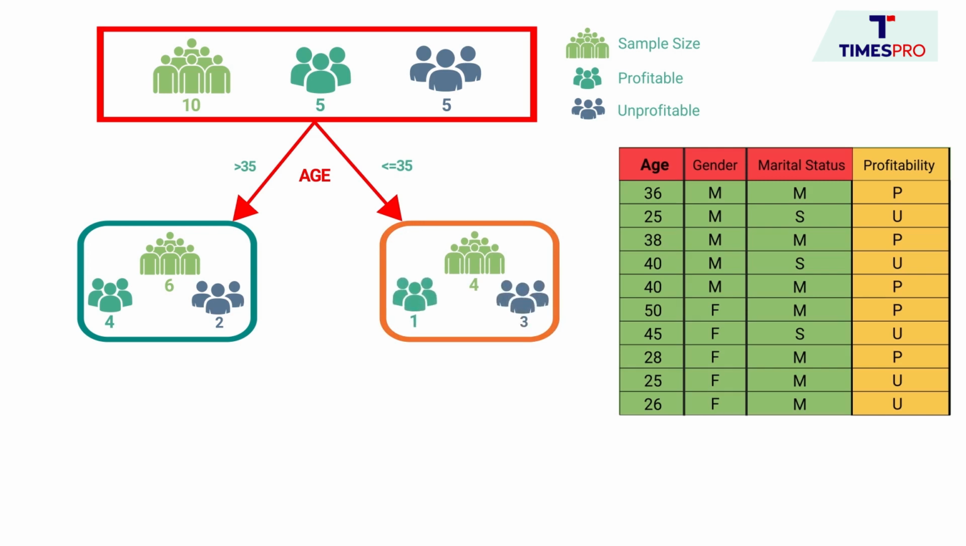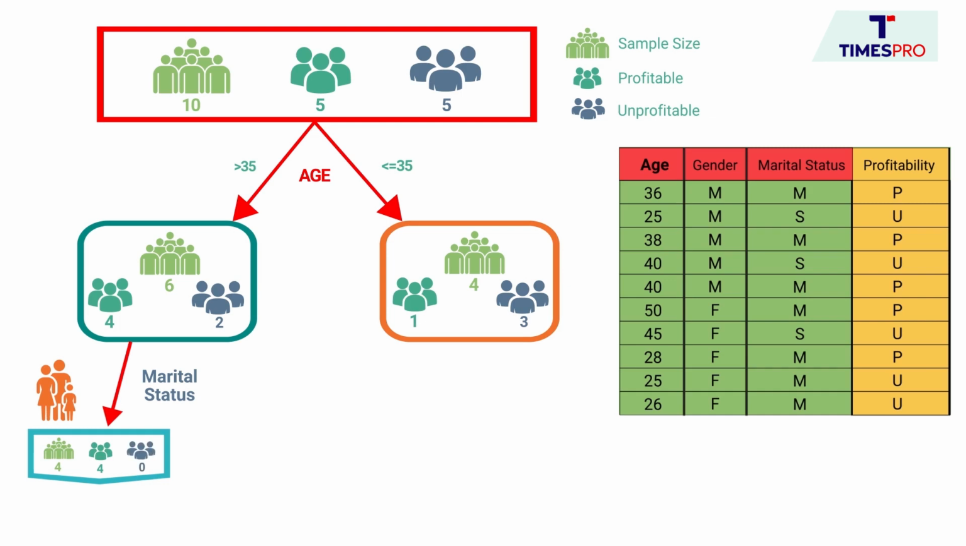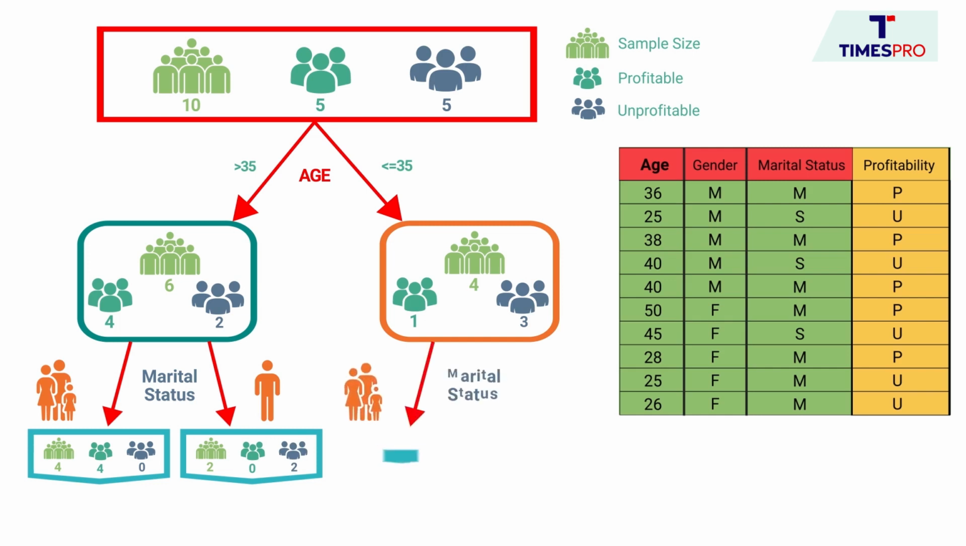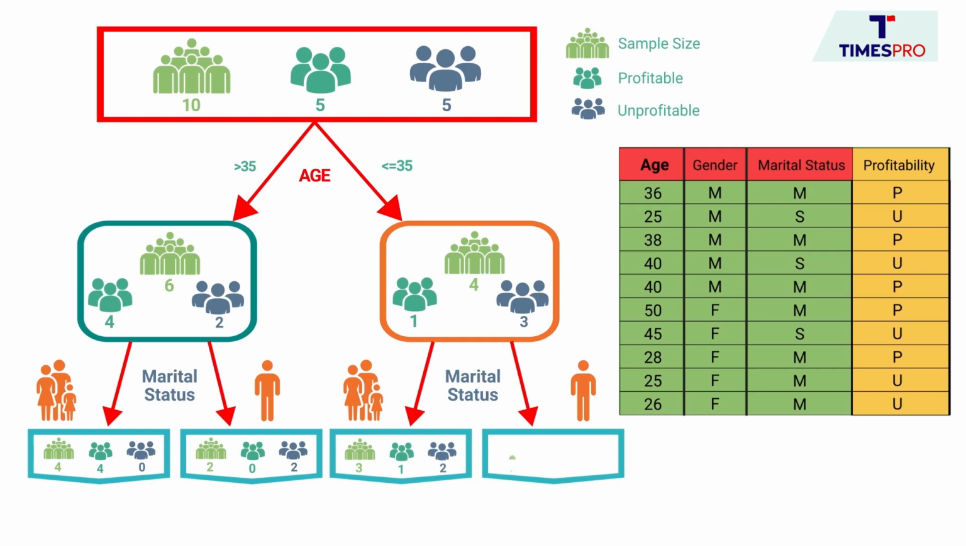Further, subsetting the left subtree on marital status, married, we will have a population of total 4 with all 4 being profitable, and marital status single will have a total population of 2 where both of them are profitable. Then subsetting the right subtree based on the marital status, for married we will have a total population of 3 with 1 profitable and 2 unprofitable, and single will have a total population of 1 with none profitable and 1 unprofitable.